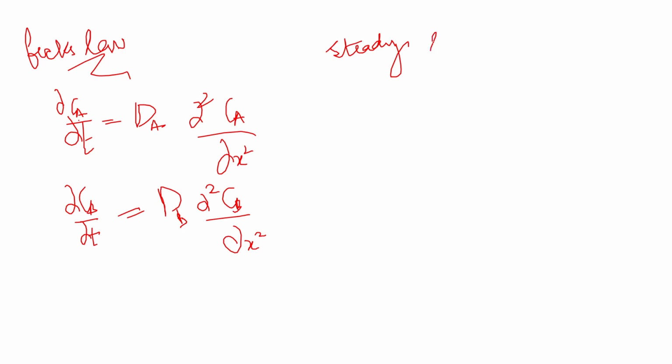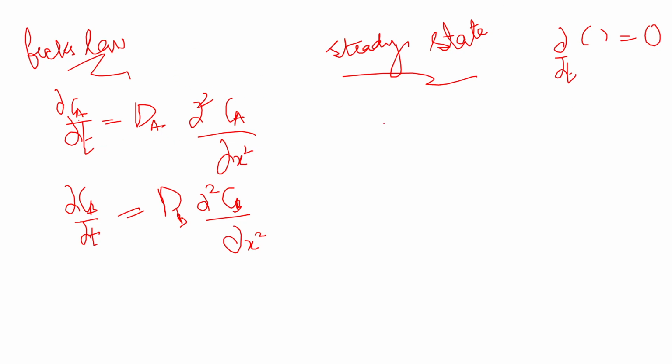So what is a steady state condition? What does steady state mean? Any term differentiated with respect to time will be zero. That means that variable is not changing with respect to time. It's a constant. That's why when you differentiate it with respect to time, you get zero. So if I apply that on both of these, what will I get?